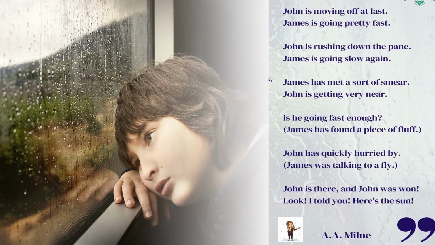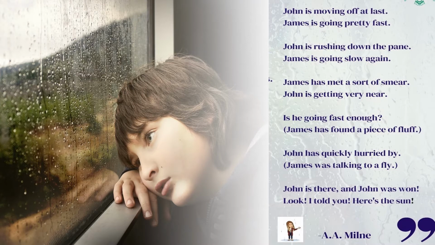John is moving off at last. James is going pretty fast. John is rushing down the pane. James is going slow again. James has met a sort of smear. John is getting very near. Is he going fast enough? James has found a piece of fluff. John has quickly hurried by. James was talking to a fly. John is there and John has won. Look, I told you, here's the sun.